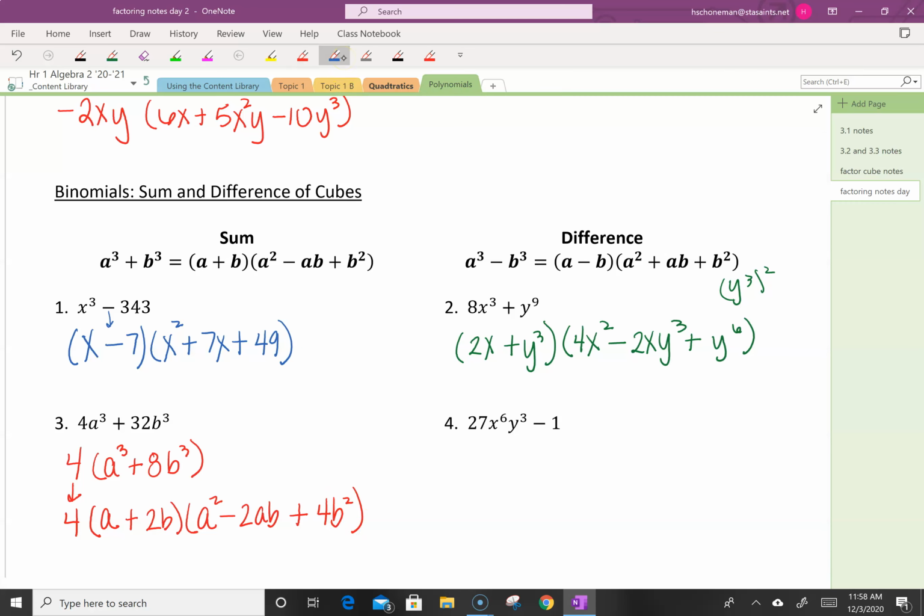Number 4, 27 and negative 1 are both on our cube list, so the cube pattern is going to work. The cube root of 27 is 3. The cube root of x to the 6, well, 6 divided by 3 is 2. Y minus cube root of 1 is 1. Square this, 9, x to the 4th, y squared. Multiply the two things together, 3x squared y. Last sign is always plus, square 1, and we get 1.